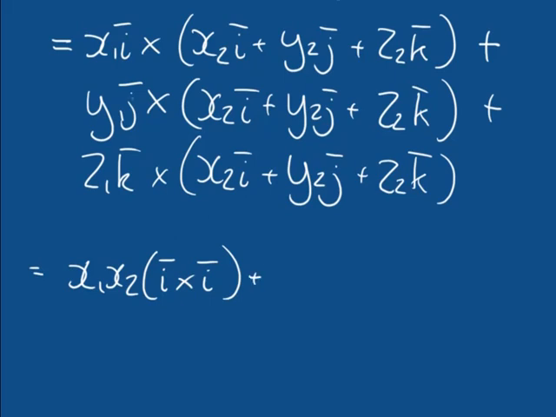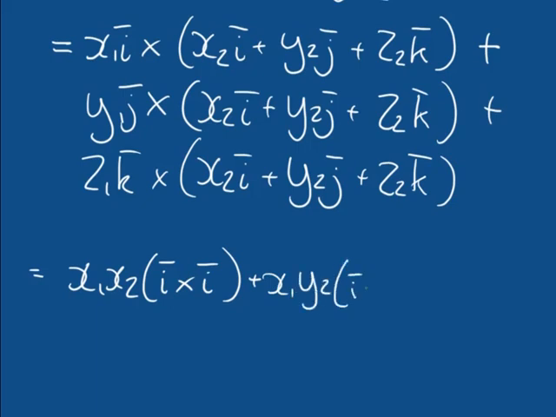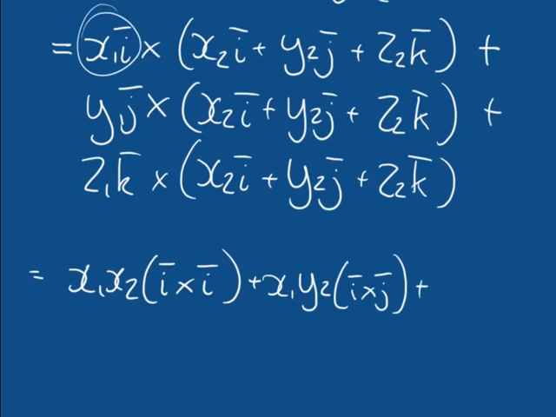So we're going to add to that x1i crossed with y2j. That's going to give us x1, y2, i crossed with j. Then we can add to that x1i crossed with z2k. So that's going to give me x1, z2, i crossed with k.